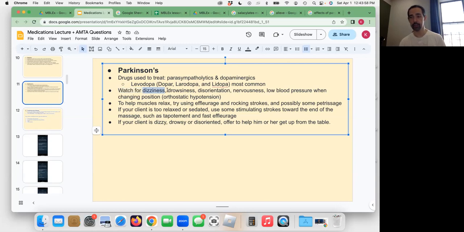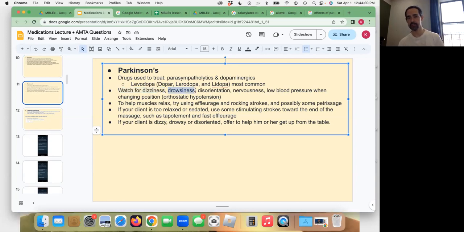That means caution getting on and off the table, more susceptible to drowsiness. So they may be more drowsy after a session. Caution getting on and off the table, caution going home. Disorientation, nervousness, low blood pressure when changing position, that's orthostatic hypotension.